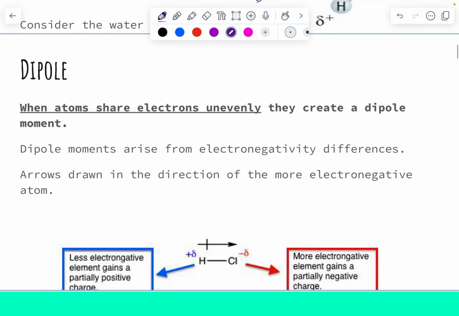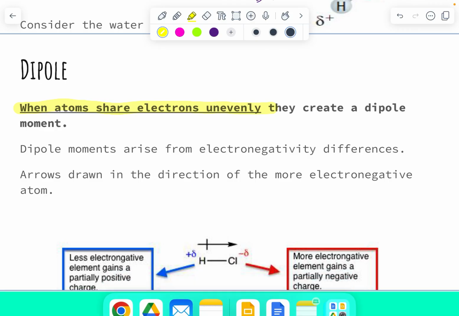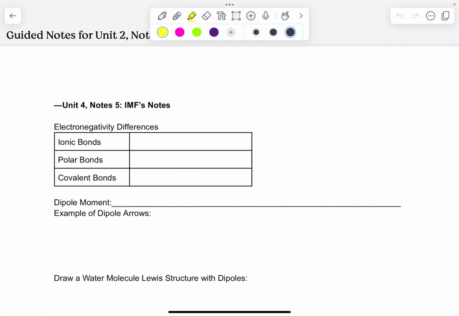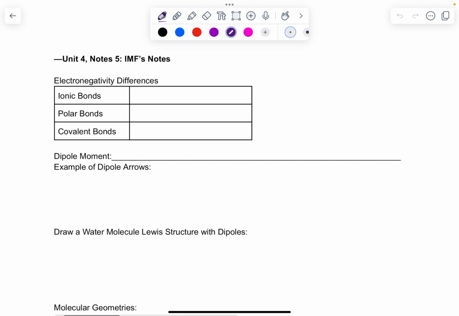So on your guided notes, the first thing it wants you to define is what a dipole moment is. So take a second, and I want you guys to write this right here. When atoms share electrons unevenly, they create a dipole moment. So I'll go over here, and let's write that in. Dipole moment: when atoms share electrons unevenly, they create a dipole moment. Perfect.